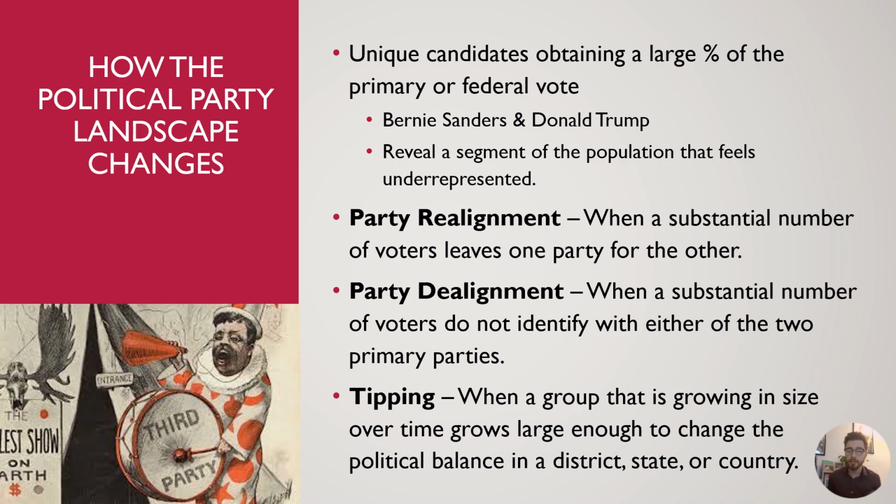Now, these are in contrast to each other, as party de-alignment is represented with Ross Perot's presidential candidacy, as he obtained a large percentage of the vote. Same with George Wallace, same with Theodore Roosevelt, as they represented many voters disenfranchised from either of the dominating political parties aligning with a third party candidate. That is what happens oftentimes prior to a period of party realignment.